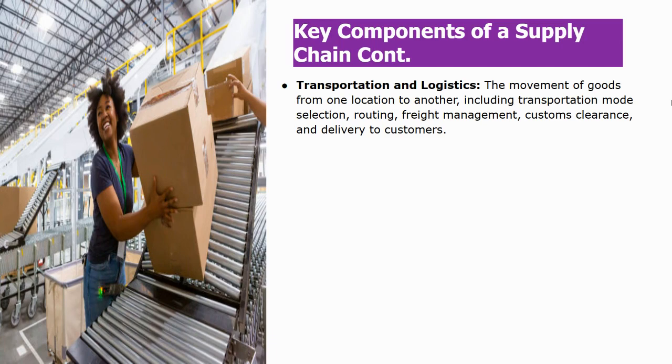This includes transportation mode selection. It has to do with how you select your transportation mode. There are different means of transportation mode, including air, sea, or road. You got routing, you have freight management, customs clearing, and delivery to customers. So all of these processes are involved in transportation.